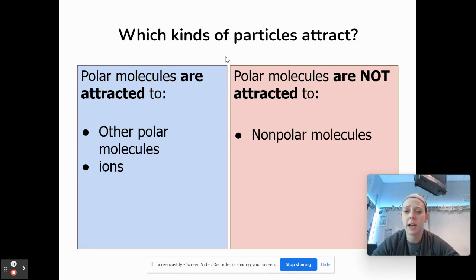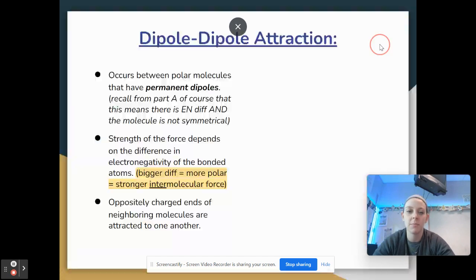So what kind of particles attract each other? Polar molecules attract other polar molecules, or ions, things that are charged. Nonpolar molecules, however, are not attracted to polar molecules. They have no interest in being around polar stuff, couldn't care less. They don't in any way attract them.